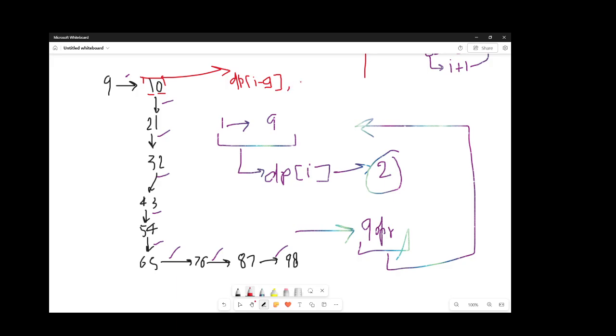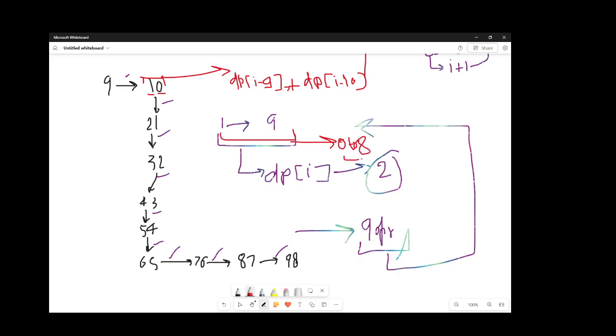And comma dp of, like, sorry, i minus 10. And when we are writing this, this is still 0 to 8. 1 to 9 operations means iterations would go from 0 to 8.